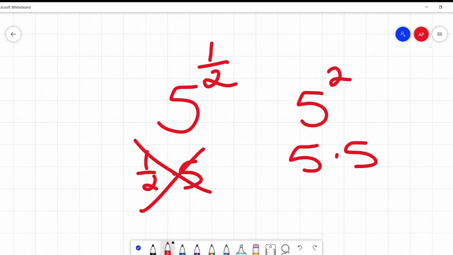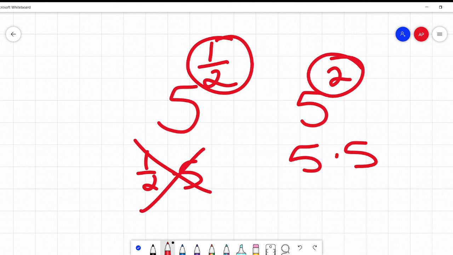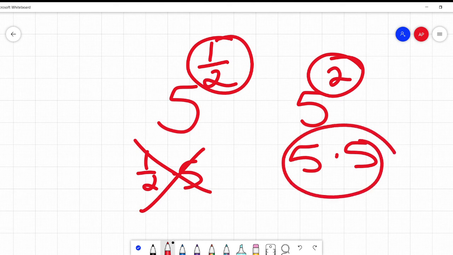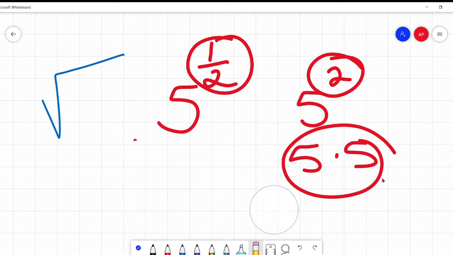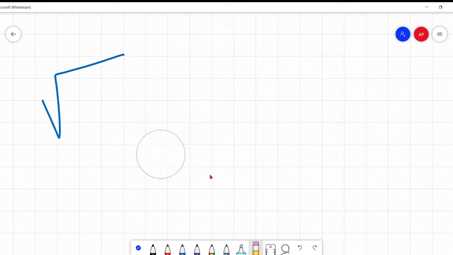No, that's not it. What this actually means, if you look at it this way, half is the inverse of squared. It's inverting it, like multiplication and division are inverses of each other, addition and subtraction. So this is a way to help you remember this. Think of a half being an inverse of 2. Well, what's the inverse of squaring something? It's square rooting something. So that's what this is. 5 to the power of 1/2 is the square root of 5.